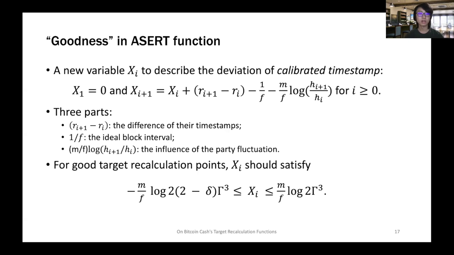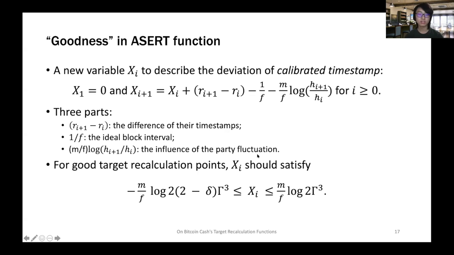Then we can compute the next deviation based on the previous block's deviations. So here we have 3 parts. The first part is the time elapsed to mine this block, the second part is the ideal block generating interval, and the third part is used to absorb the influence of the party fluctuation.